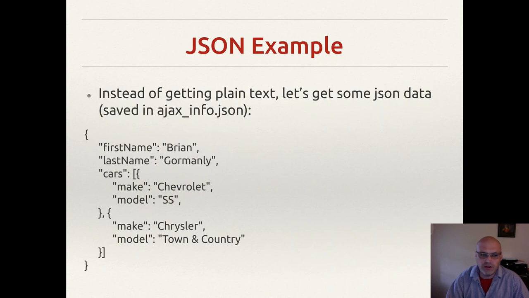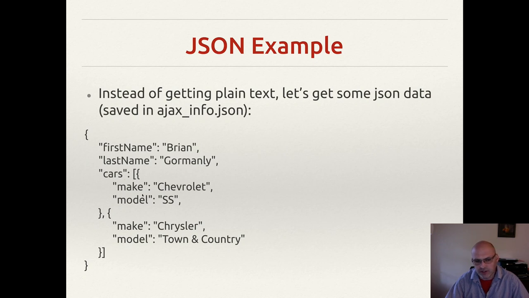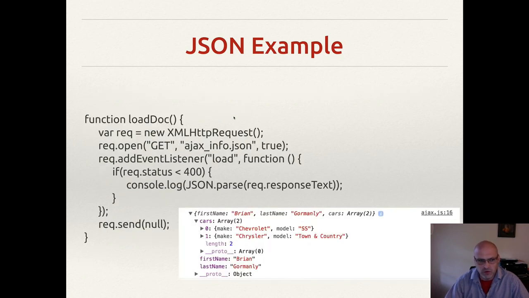Let's also see how we might do this if we don't send a snippet of HTML, but instead send some JSON. This is a JSON object we've used before. It represents me as a person with my first name, last name, and an array of cars that is very much out of date. And I can take this now and send it, instead of having that text file, let's put it in an Ajax info.json file. We do the same exact thing where we make a request, but instead of requesting the Ajax info text, we request the JSON version. We set this to true to make it asynchronous.